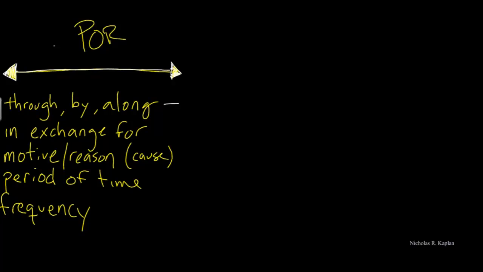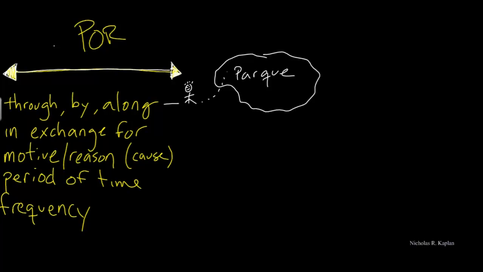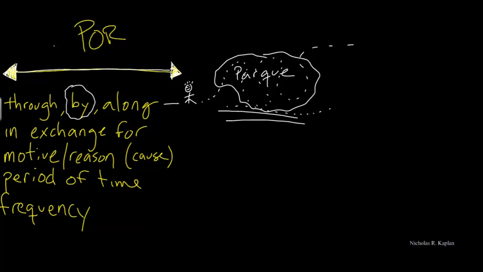So this first one we have is through, by, or along. So we could say, all right, I've got my park right here. If I wanted to say, I am walking por el parque, that means that I'm walking through the park. So caminé por el parque. All right, or if there's a river right here and I'm walking along, I could say I walked along por el río.